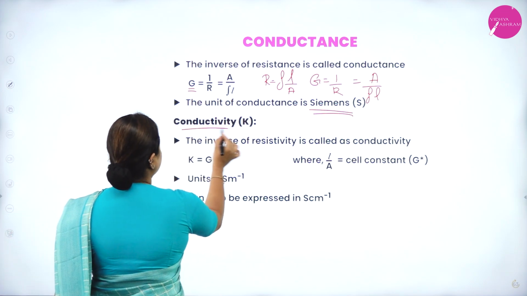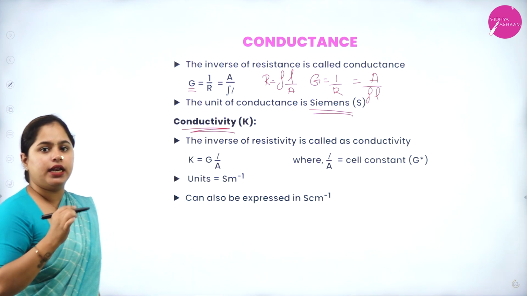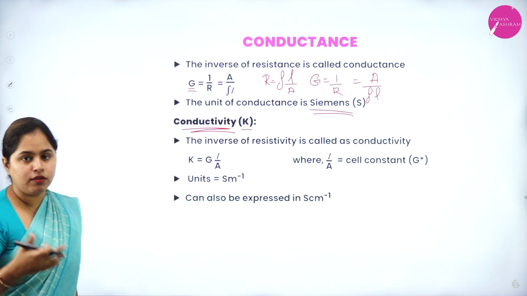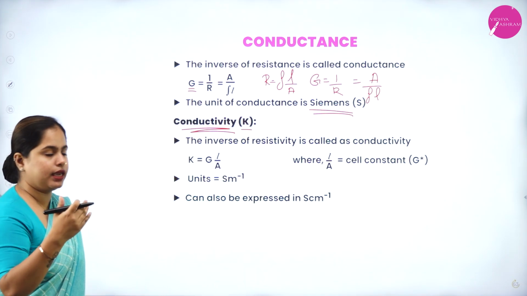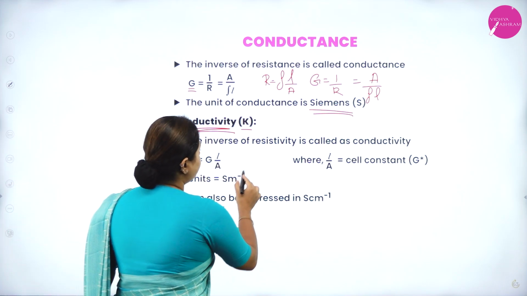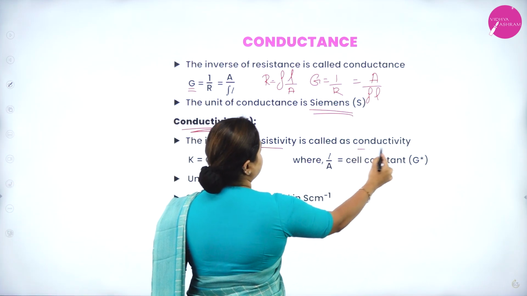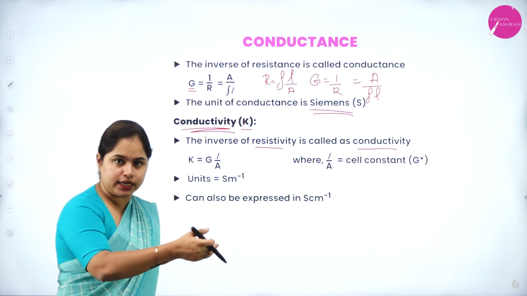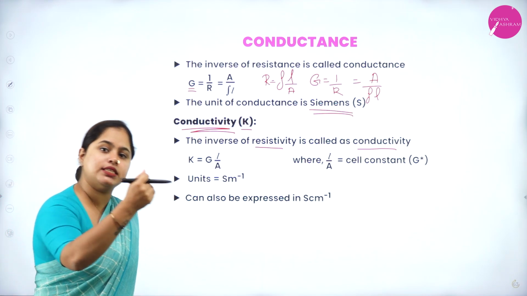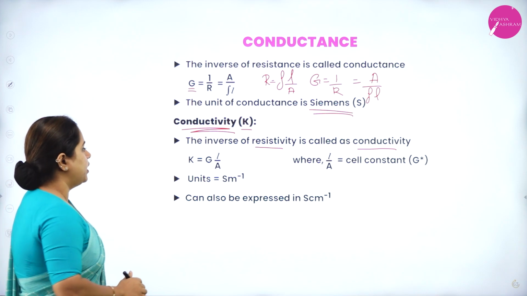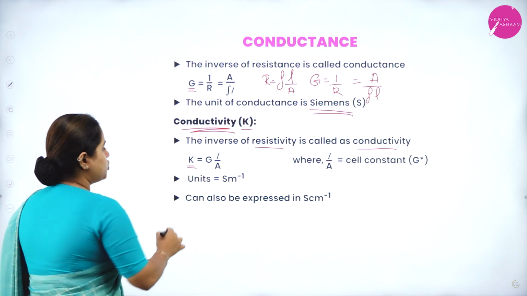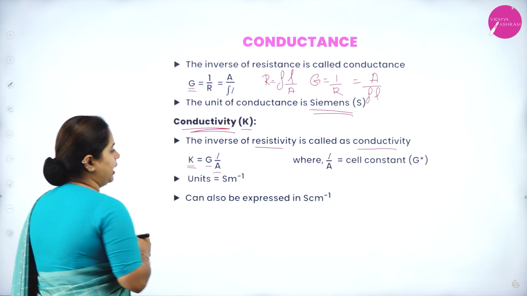Now the next one is conductivity, which is represented by the symbol K. Okay, it is called kappa. Now the inverse of resistivity is called conductivity. So the inverse of resistance is conductance, and the inverse of resistivity is conductivity. I hope it is clear. Right, so the inverse of resistivity is conductivity. So K is equal to G into L by A.